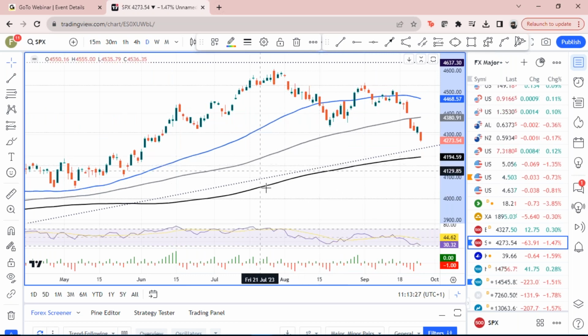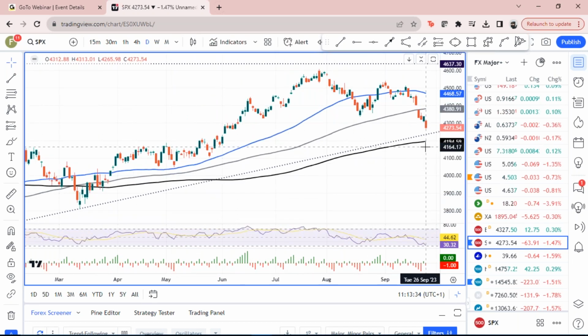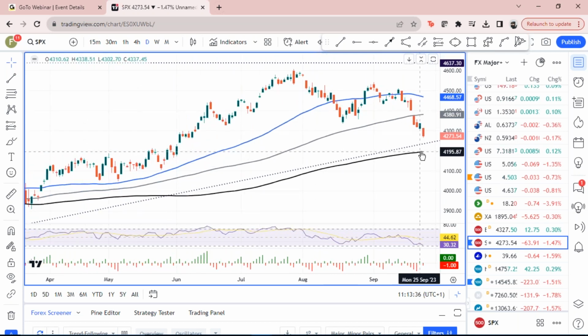A lot of lines on here, don't want to complicate it too much, but you can see that trend line support, the long-term trend line support that we highlighted, and then you've got this 200-day moving average, always a widely followed indicator, just below 4,200. So around 4,200, and then above there, 4,230, 4,240, and then just below 4,200, that 200-day moving average. That's on the S&P 500.